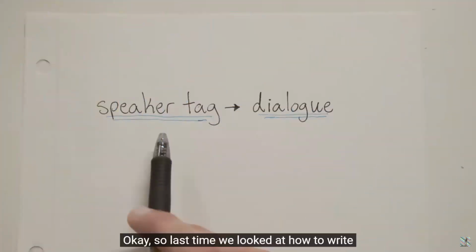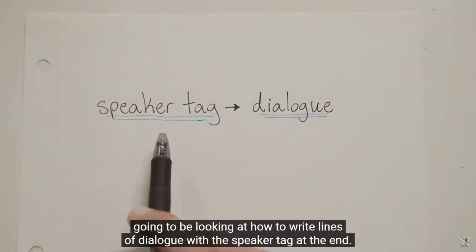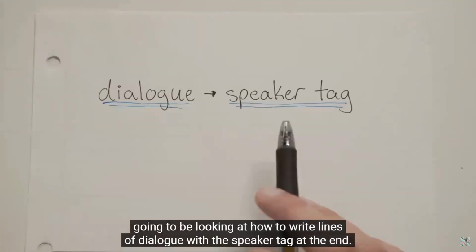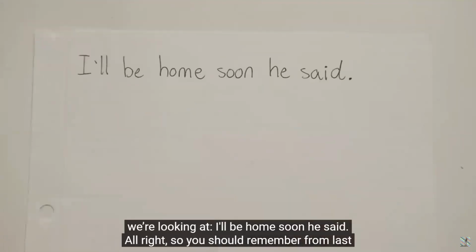Okay, so last time we looked at how to write lines of dialogue with the speaker tag at the beginning of the sentence. Today, we're going to be looking at how to write lines of dialogue with the speaker tag at the end. So let's throw up a basic sentence without any quotation marks and see what we're looking at. I'll be home soon, he said.